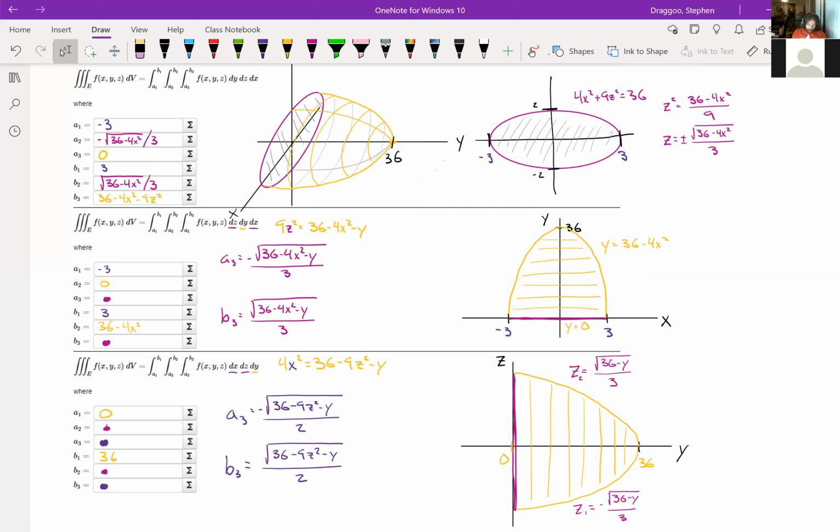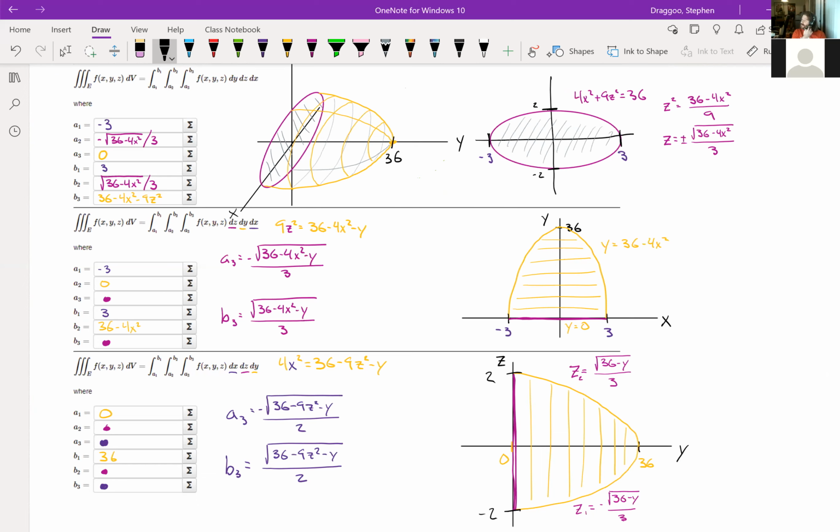A couple more bounds that probably I should have put on here. This was 3, this was negative 3. Oh, wait, no, let's try that one more time. 2 and negative 2. 3 and negative 3 was x. Z wasn't quite as tall.